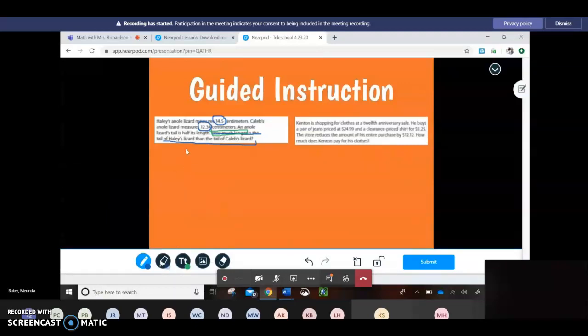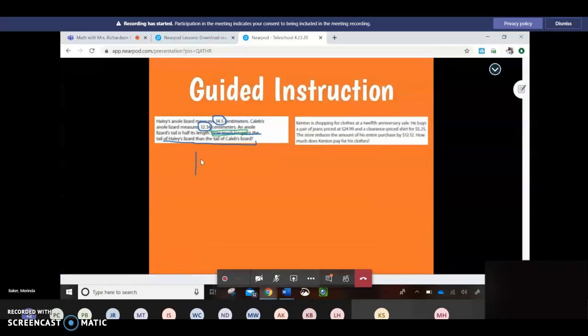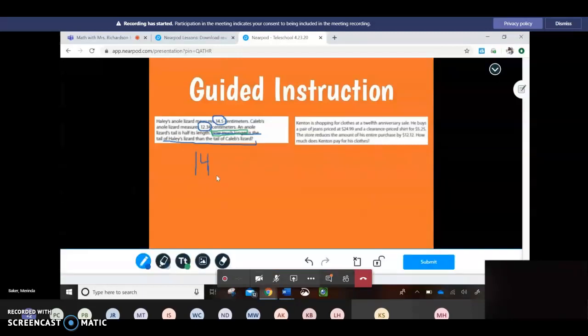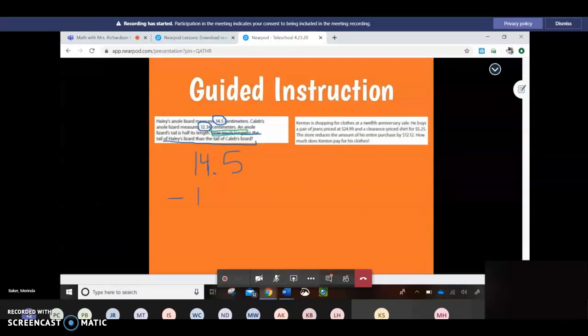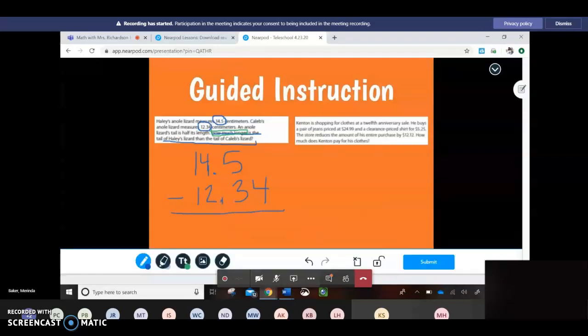I'm going to move on to that E in CUBES, which is evaluate. We're going to write our equation during this time. So our equation is 14 and 5/10 subtract 12 and 34 hundredths. So that is now our equation. We figured this out using CUBES.